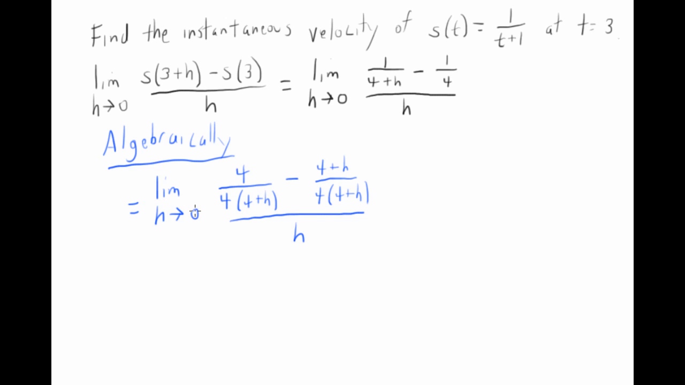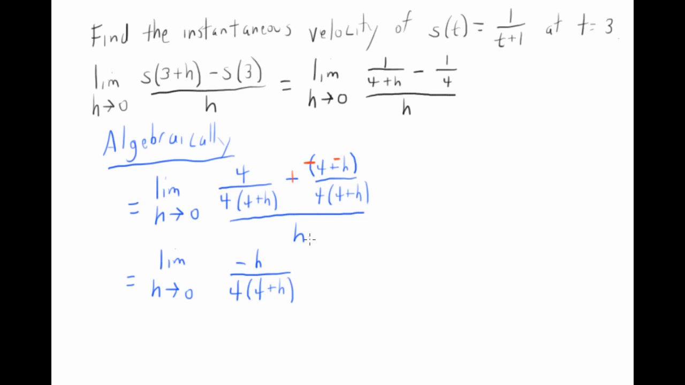Note that I still can't plug in h equals 0. I got an h down there. Well, let's simplify that a little bit. Notice that I'm subtracting up here. You might want to think about the fact that that 4 plus h can be thought of as being in parentheses, and that minus sign is going to be distributed there. So in that case, the 4's will cancel, and I will have a negative h on the top. Negative h over 4 times 4 plus h.